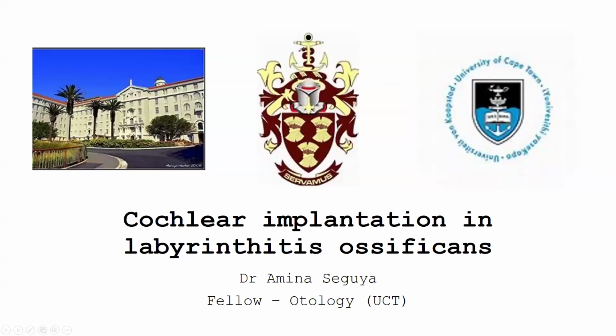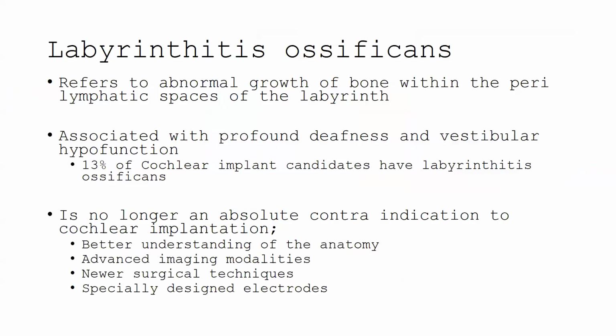Okay, so today we are going to talk about cochlear implantation in labyrinthitis ossificans. This is a build-up from the case that we discussed the other Friday. Labyrinthitis ossificans refers to abnormal growth of bone within the perilymphatic spaces of the labyrinth. It's commonly associated with profound deafness and vestibular hypofunction. And recent case reports report that up to 13% of all cochlear implant patients have some degree of labyrinthitis ossificans.